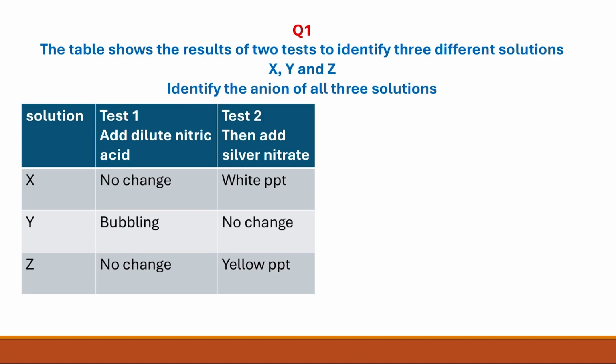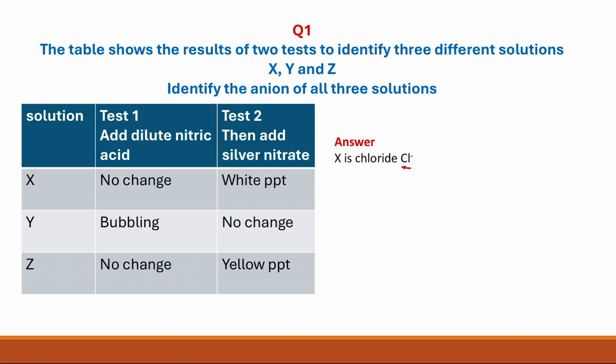So in solution 1, solution X, when dilute nitric acid was added, no change, and then when silver nitrate was added, there was a white precipitate. This is the test for halides, and what gives you a white precipitate is chloride. So the anion here is chloride.